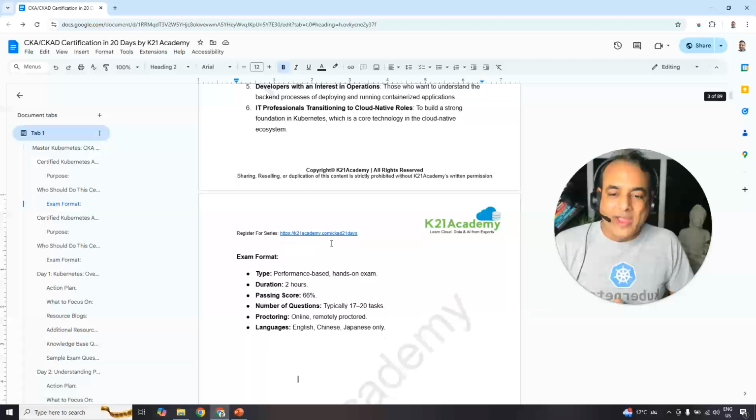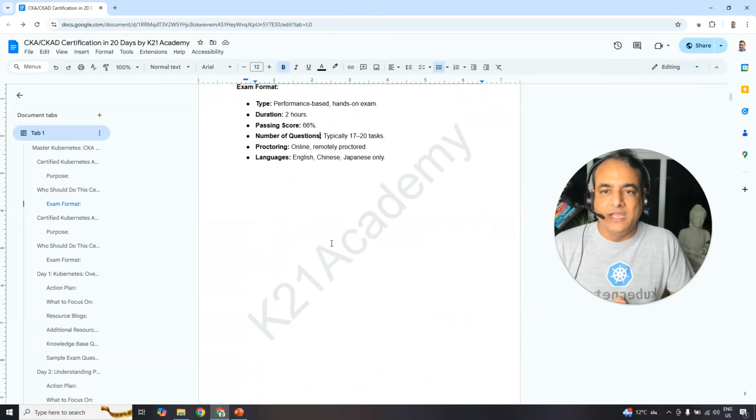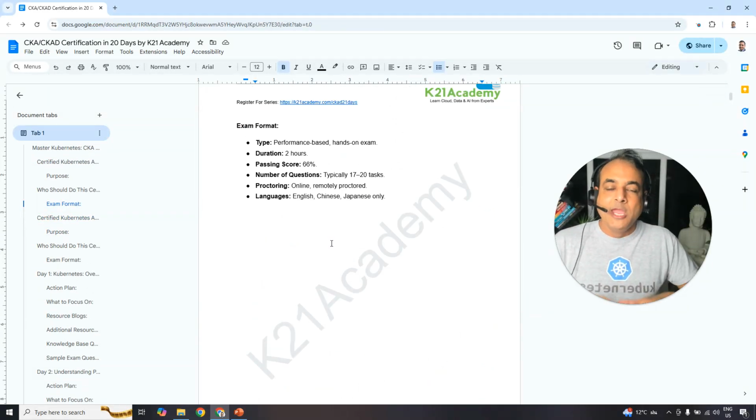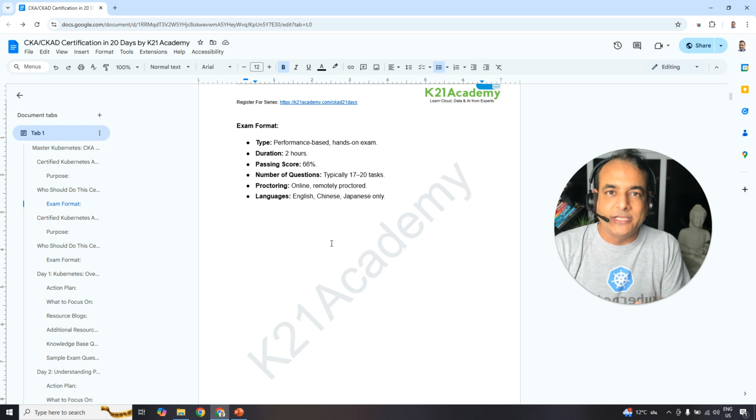Now, the exam typically happens as performance based, which means you're given an environment. There are no multiple choice questions, nothing. You have to actually implement it. You'll be given a console, which is a command line console. We'll talk about that on day 21, but you'll be asked to, for example, create a pod, deploy an application, or do something, or back up and restore a cluster as well. So it's a hands-on exam.